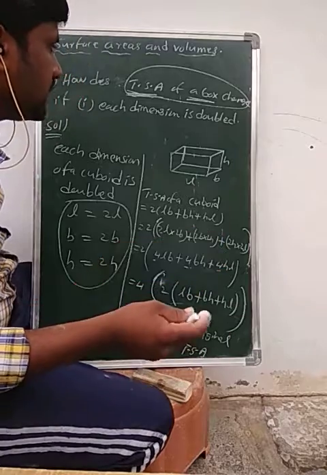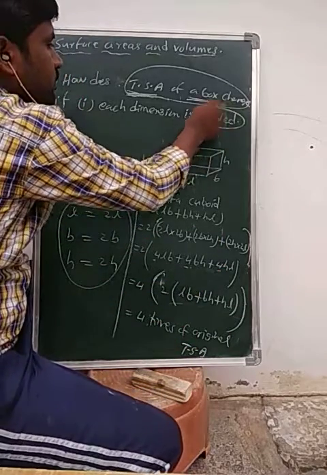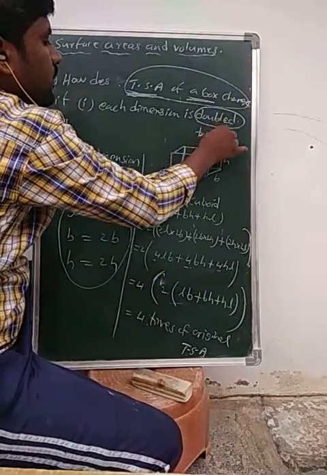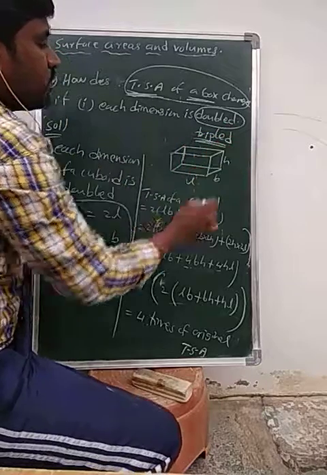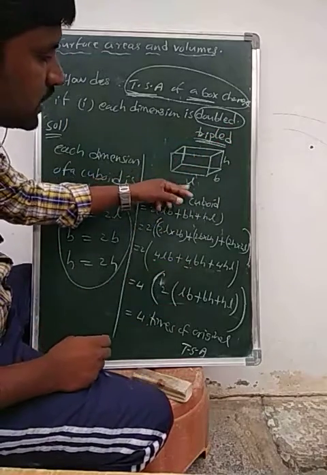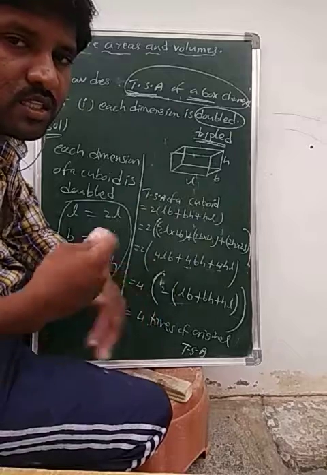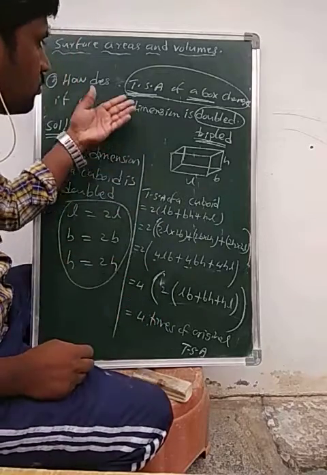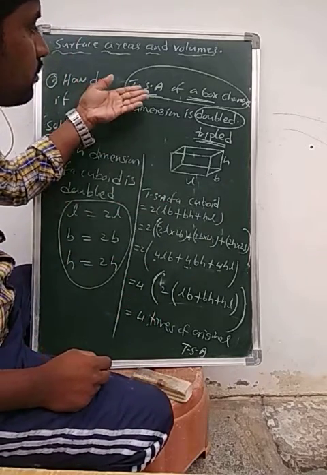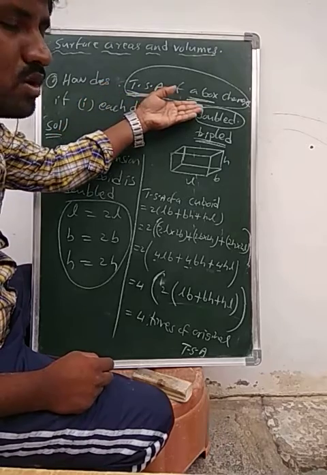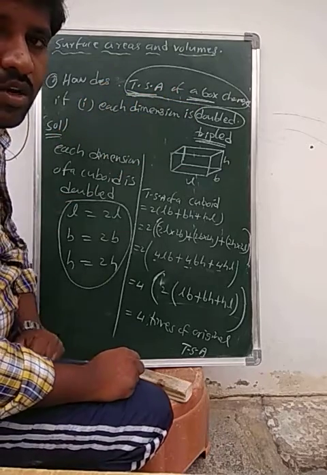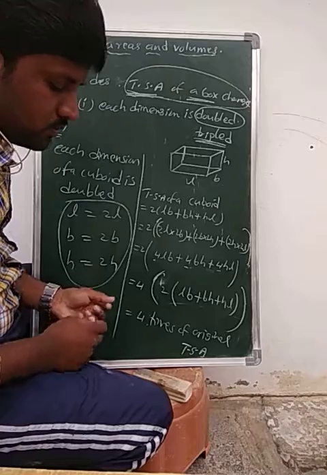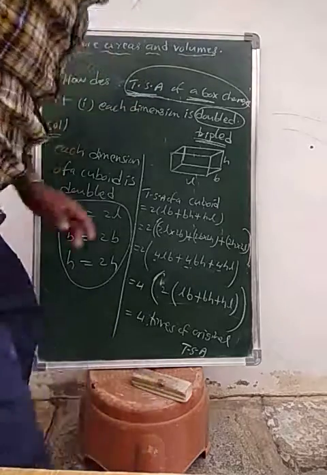So you try this: if each dimension is tripled, if each dimension, length, breadth, height, is tripled, then what changes happen in total surface area of a box, you try to solve. Okay, so thank you.